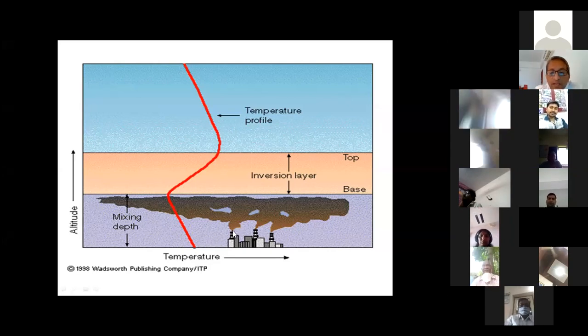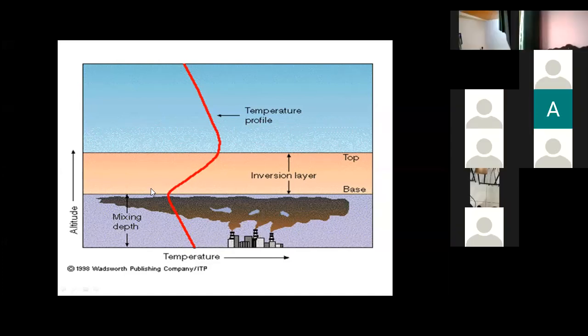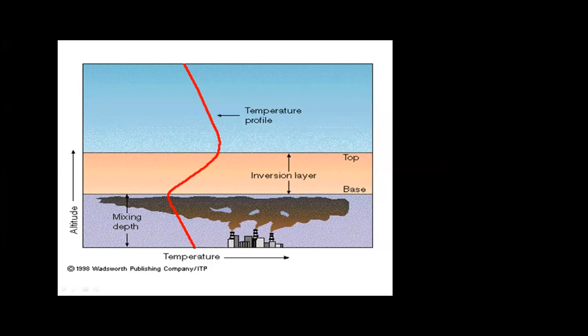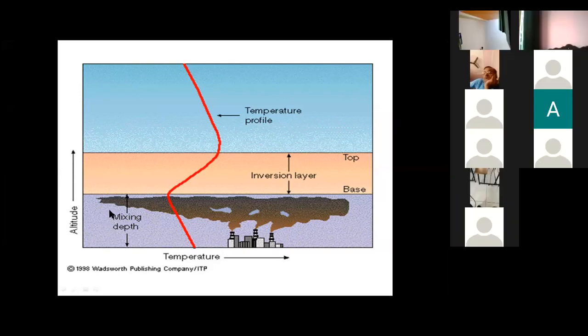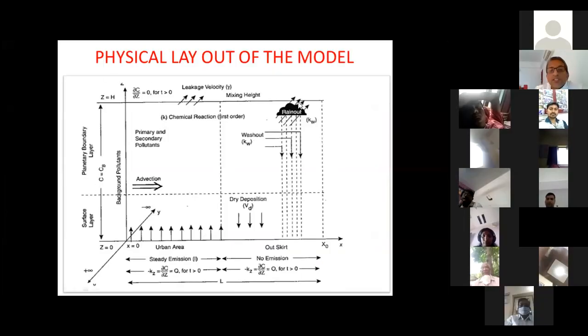And when the pollutants are released in the urban area, remember they are trapped in this. And this height is 1 to 1.5 kilometers maximum in an urban area. I will explain to you at a later stage how we are going to fix it here. So this is the generalized mathematical model, the physical layout of the model which I have developed.